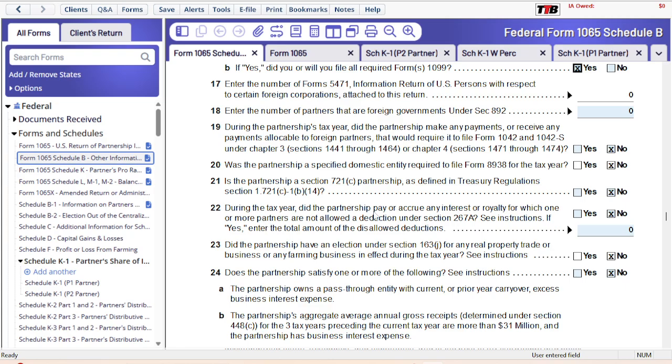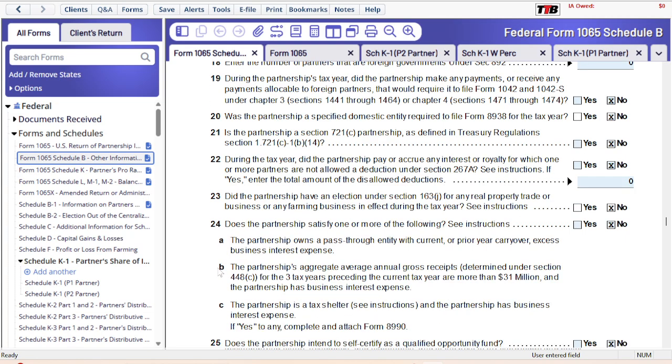During the tax year, did the partnership pay or accrue any interest or royalty for which one or more partners are not allowed a deduction? No. Did the partnership have an election under Section 163(j) for any real property trade or business or any farming business in effect during the tax year? I'm just going to say no here.